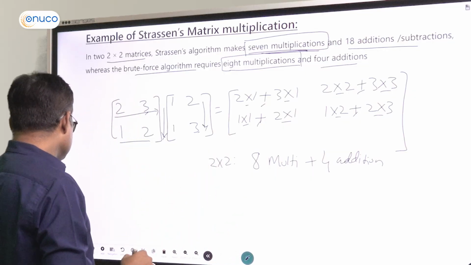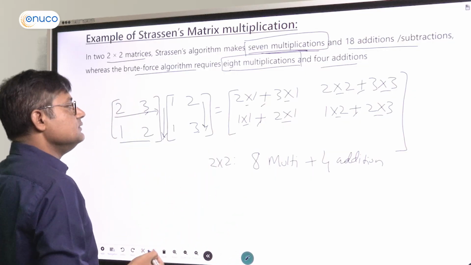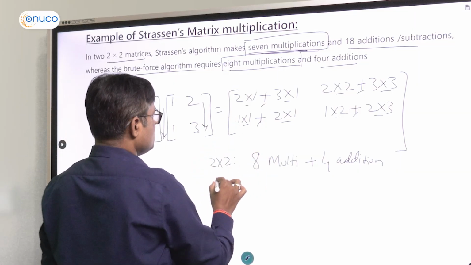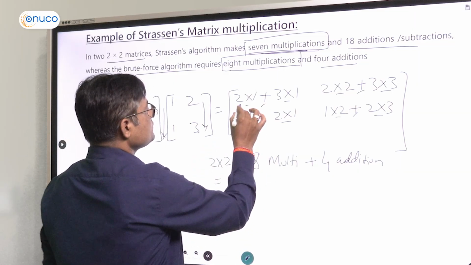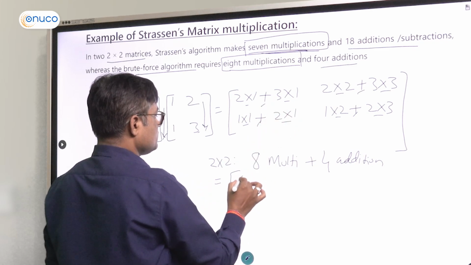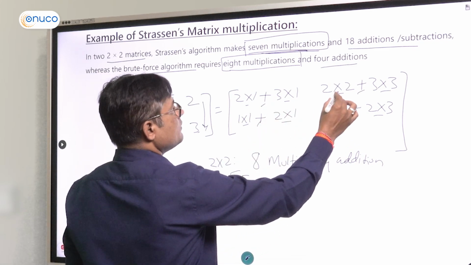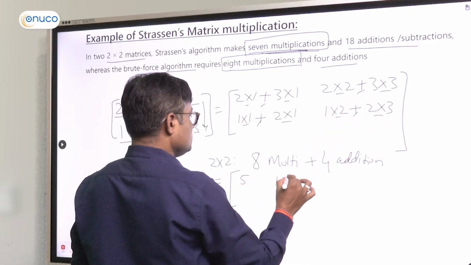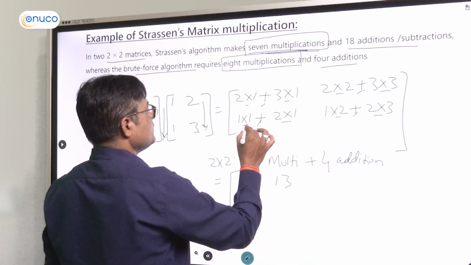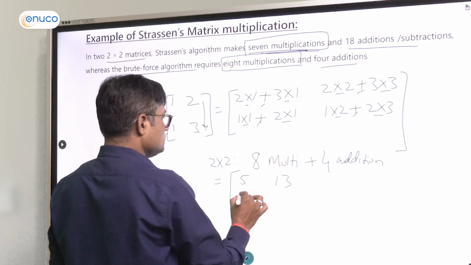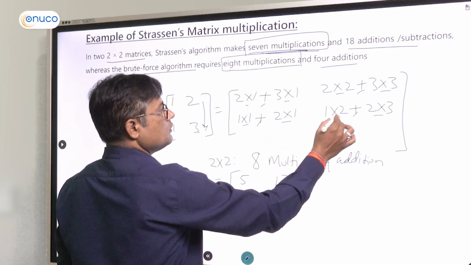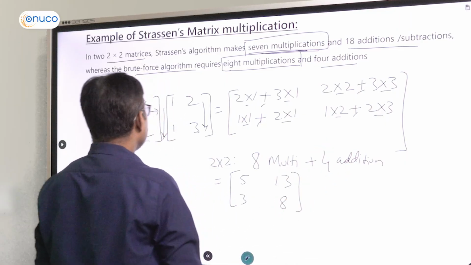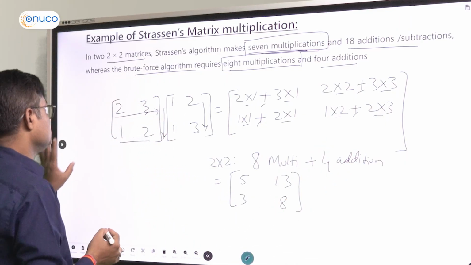But in Strassen's matrix multiplication we will have different values. So, what is the outcome of this? The outcome is 2 plus 3, 5, here 4 plus 9, 13, 1 plus 2, 3, 2 plus 6, 8. This is the output of these multiplications.